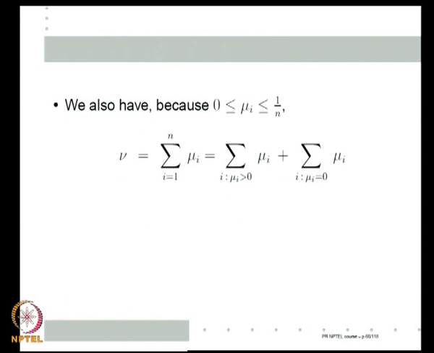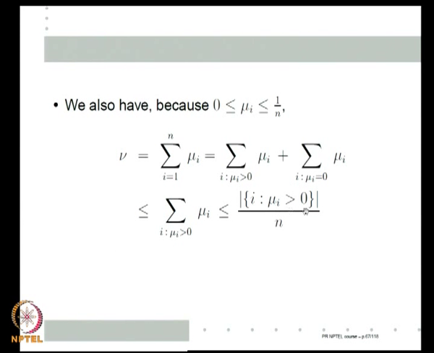That is not all. We also know that for all I, whether or not j I greater than 0, mu I is between 0 and 1 by n, and we know nu is equal to summation mu I. So, I can once again split that into mu I such that mu I greater than 0, and mu I such that mu I equal to 0, this term does not matter really, and for all these mu I we know it is less than or equal to 1 by n. So, I can write it less than or equal to the sum over mu I such that mu I greater than 0, and we know those with mu I greater than 0 are support vectors, right.